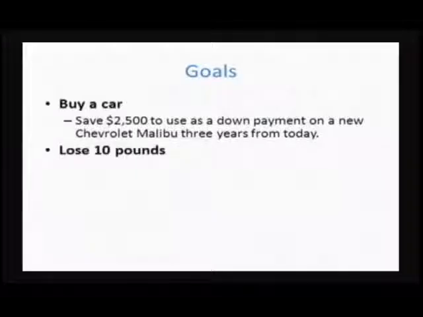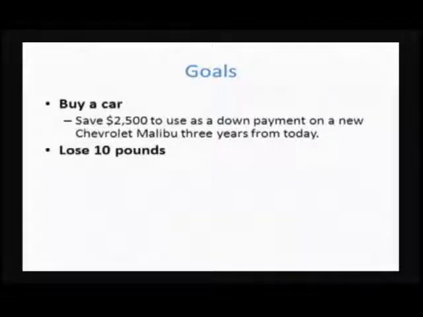Let's take a look at a personal goal. I want to lose 10 pounds. Losing 10 pounds? Sound like a good goal? Well, yeah, I want to lose weight. Very specific. Is it measurable? I can step on a scale and I'll know if I lost 10 pounds or not.